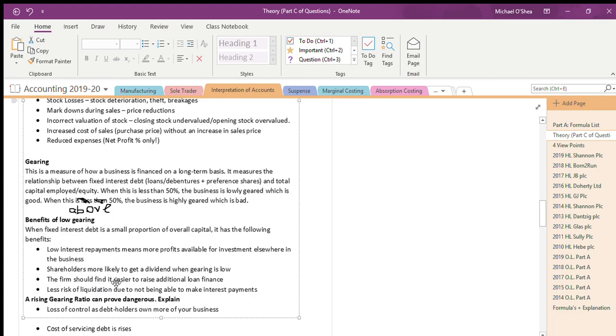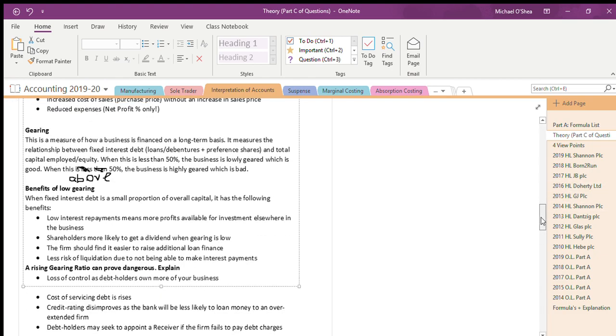The firm should find it easier to raise additional loan finance. If you are already lowly geared, then there is more of a chance for you to get a loan from a bank. But if you already have huge loans, the bank is never going to give you another loan. There's less risk of liquidation due to not being able to make interest payments. So again, we're not struggling to pay back loans and loan interest, so we've less likelihood of struggling to have cash. Rising gearing ratio can prove dangerous, explain the loss of control.